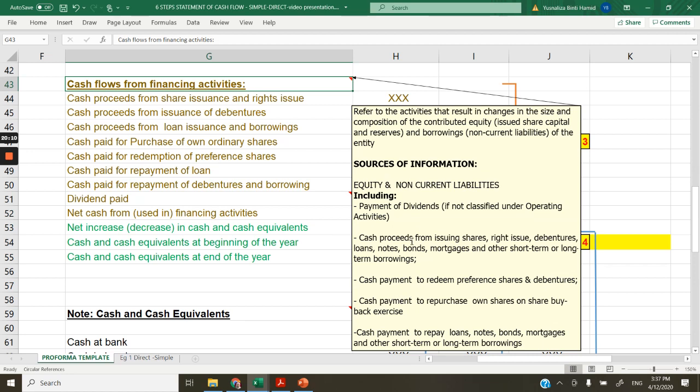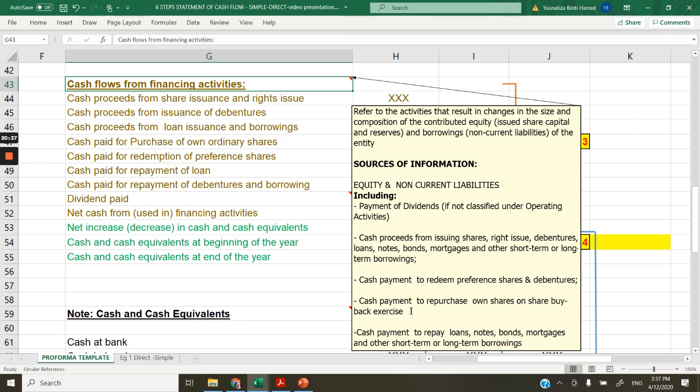So if you issue debentures, it was your liability. So when you repay them, that is an outflow of cash that you are interested in. What you credit to your bank account to redeem the preference shares is our focus. Cash payments to repurchase own shares. So we'll be looking into that. And you need to put this in your separate line item here. Right? Cash payment on purchase of own shares.